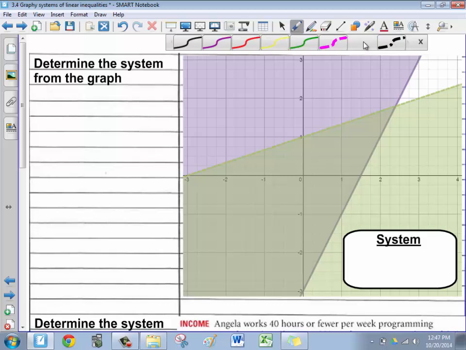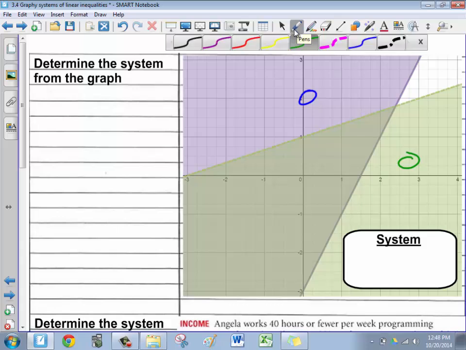So in this next problem, I'm going to give you a graph, and I'm going to say, hey, Billy, let's find the system of inequalities from this graph. What we're going to do is find two inequalities, one for the blue one and one for the green one. Then we're just going to put them right above each other, and then we've got our system. So it shouldn't be too bad, right?